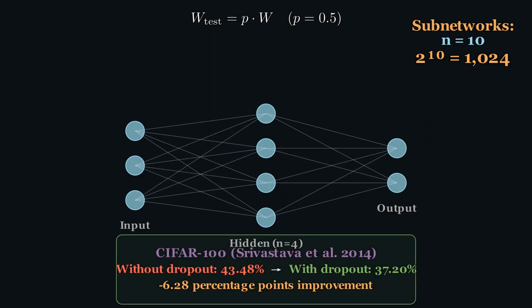At test time, we use all neurons but scale the weights by the keep probability p. This approximates averaging over all subnetworks in a single forward pass. The results are dramatic. On CIFAR-100, dropout reduced the error from 43.5% to 37.2%.